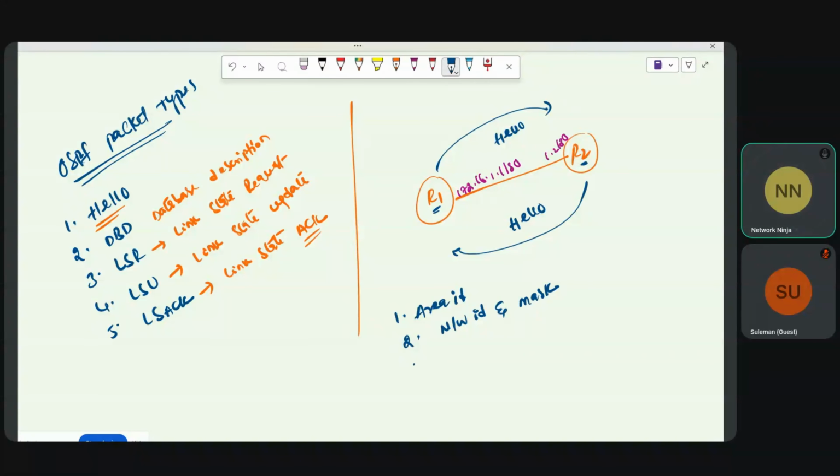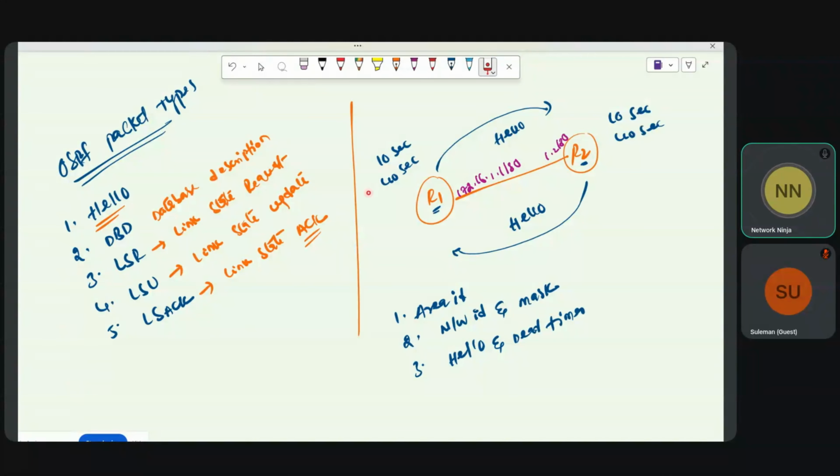Along with that, the hello timer and the dead timer have to match. The default hello timer is 10 seconds, and the hold timer or dead timer is 40 seconds, right? The hello interval and the dead interval by default are 10 seconds and 40 seconds here, and also 10 seconds and 40 seconds on the other side.